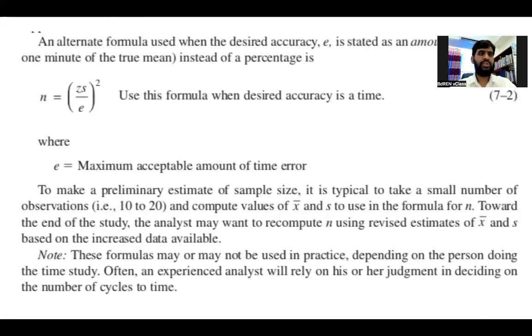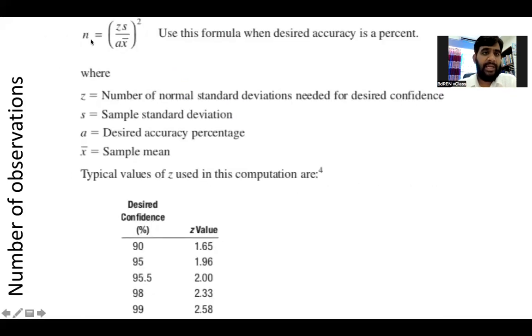So, here we say that n equals Z divided by x bar, when the accuracy is a percentage. If the accuracy is 10%, your error is 10%. If the percentage is given, you will apply this formula.